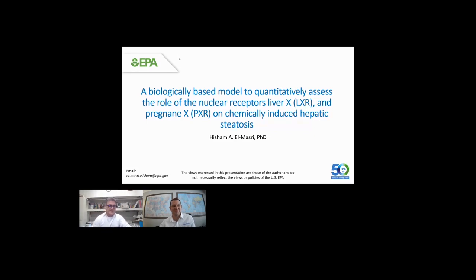Thank you, Josh, and thank you to the organizers for inviting me to give this talk about some of the work that we are doing here at EPA, specifically looking at hepatic steatosis as an adverse outcome and investigating quantitatively the role of diet and chemical exposure through nuclear receptors in the liver.